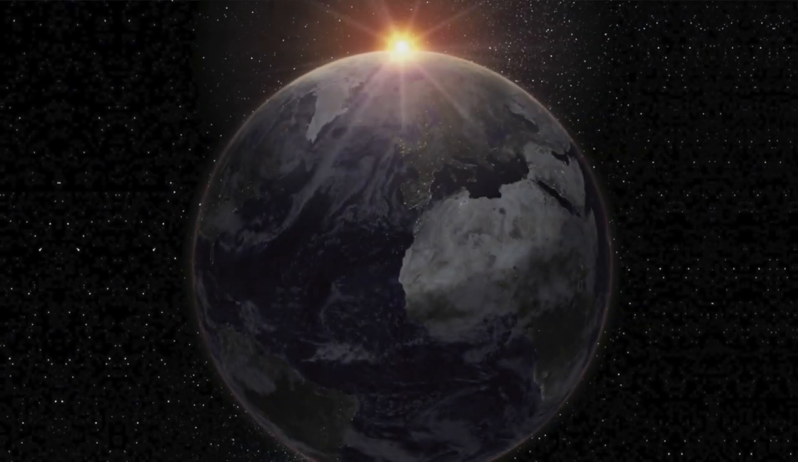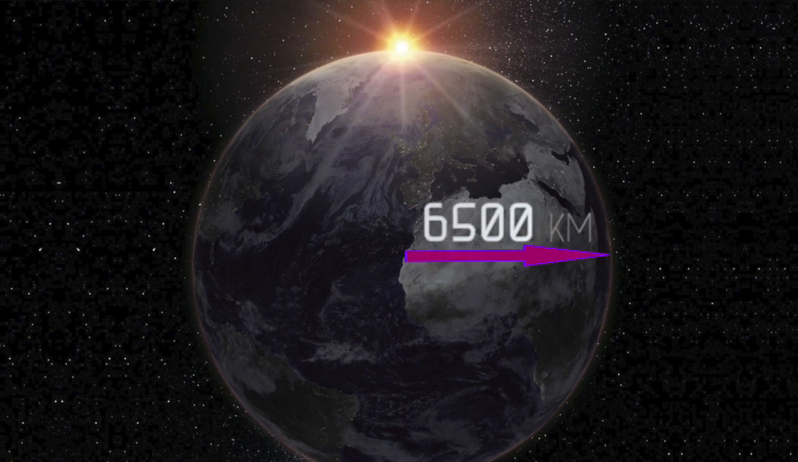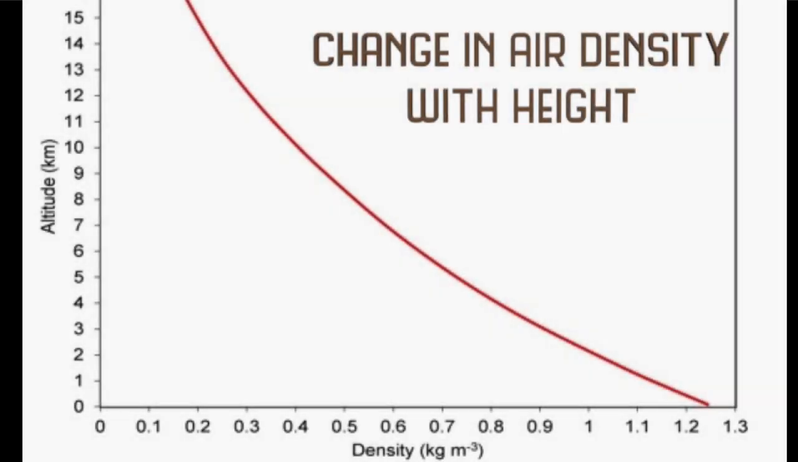Let's start with the atmosphere. Our planet is approximately a sphere of radius 6,500 kilometers. To estimate the volume of the atmosphere, we need to multiply the surface area of Earth by the height of the atmosphere. The only problem that we have is that the density of air changes with height. We need to simplify it, and this is how.